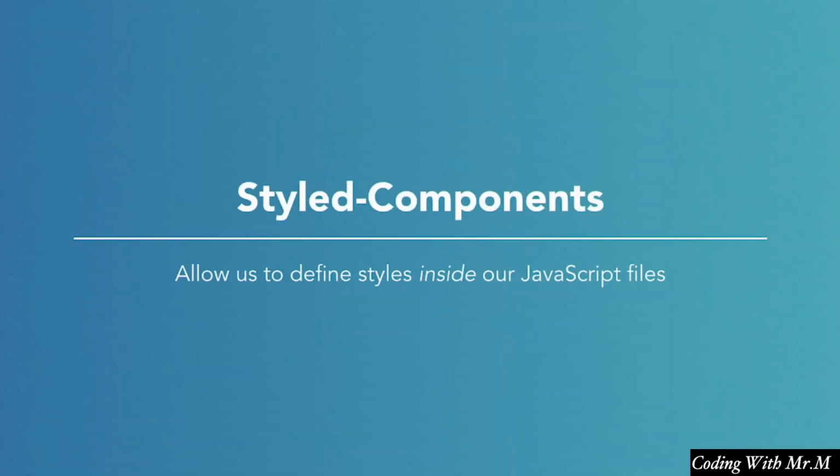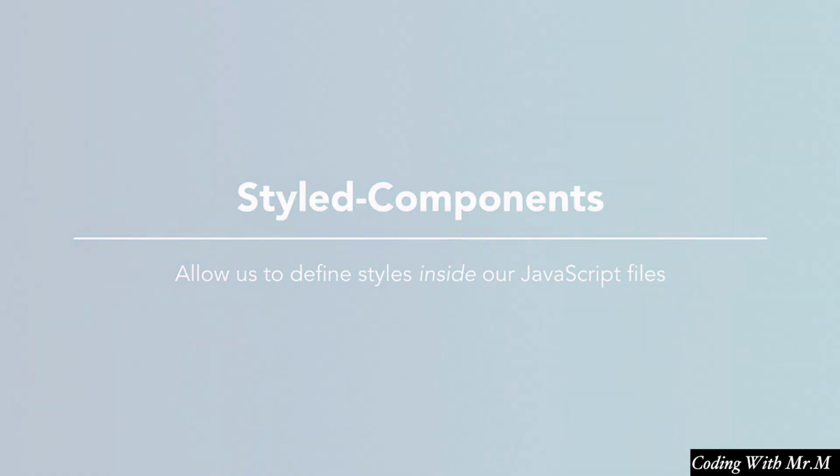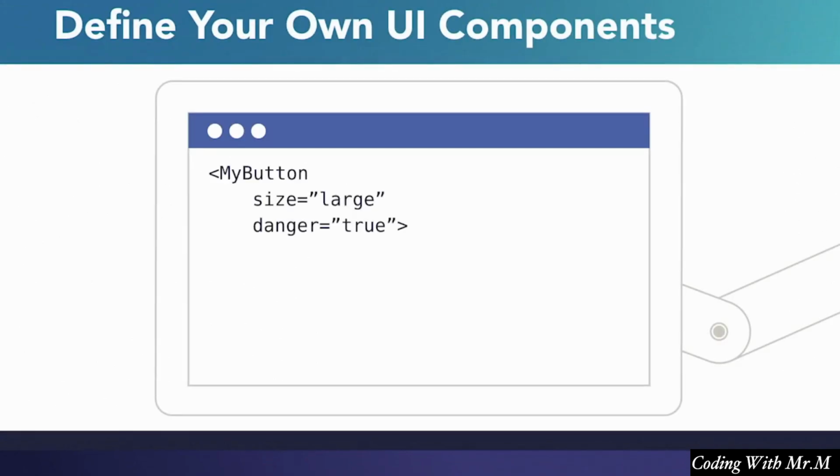So what are styled components exactly? Styled components are what's referred to as CSS in JavaScript, and what they allow us to do is define styling for our components inside of our JavaScript files. Now this has some pretty cool implications. For example, it allows us to define our own UI components that we can pass props to.